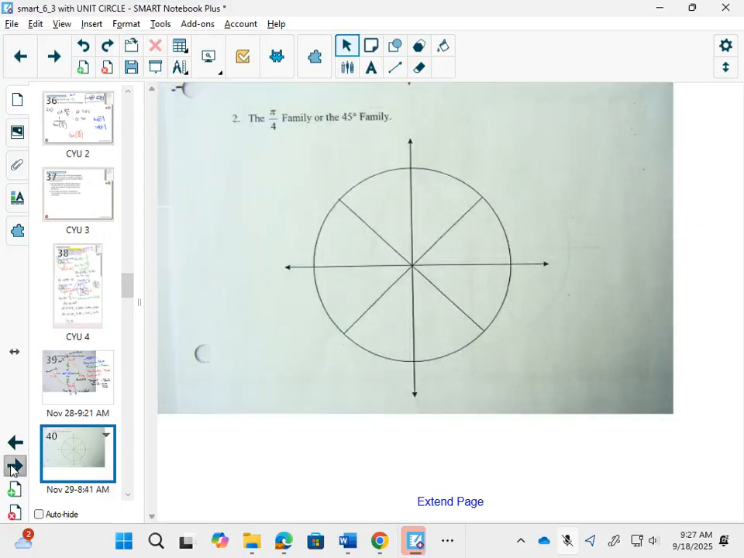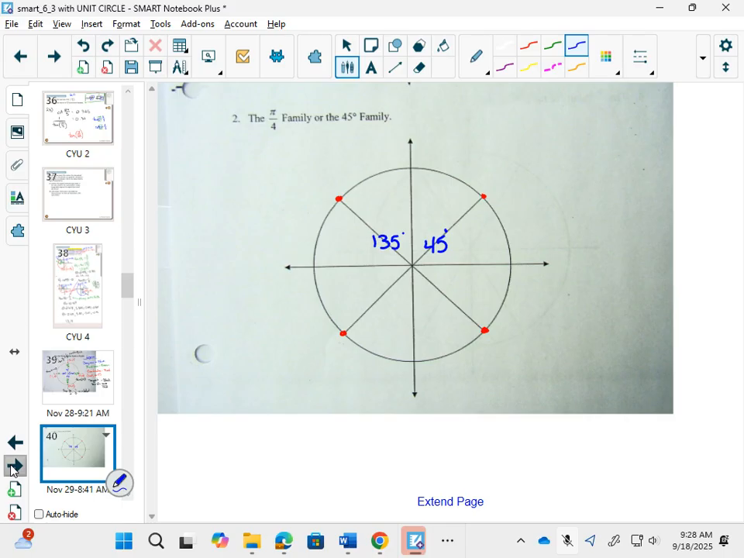Family number 2, the pi over 4 family. So the pi over 4 or 45 degree family, and this time we'll start with degrees because that's what's easiest for our brain. If that angle is 45 degrees in quadrant 1, that means the reference angle for all of the other ones has to be 45 degrees. So in quadrant 2, if you did 180 minus 45, you would get 135 degrees.